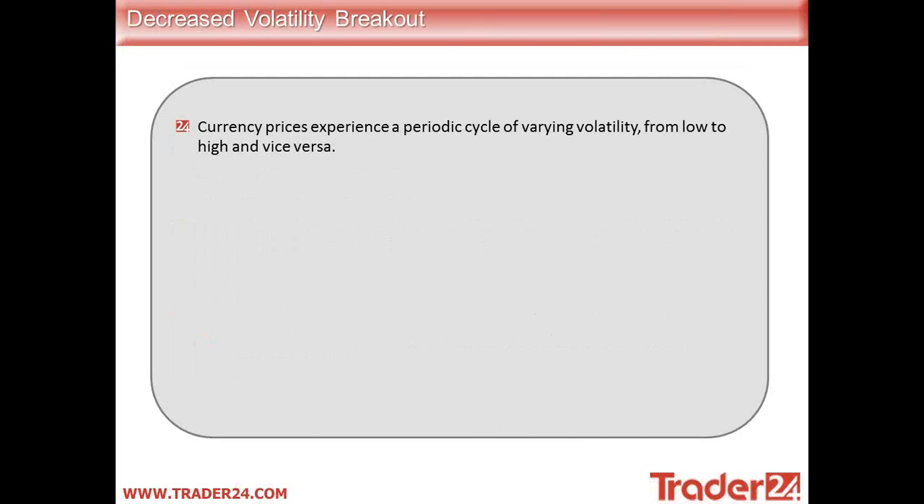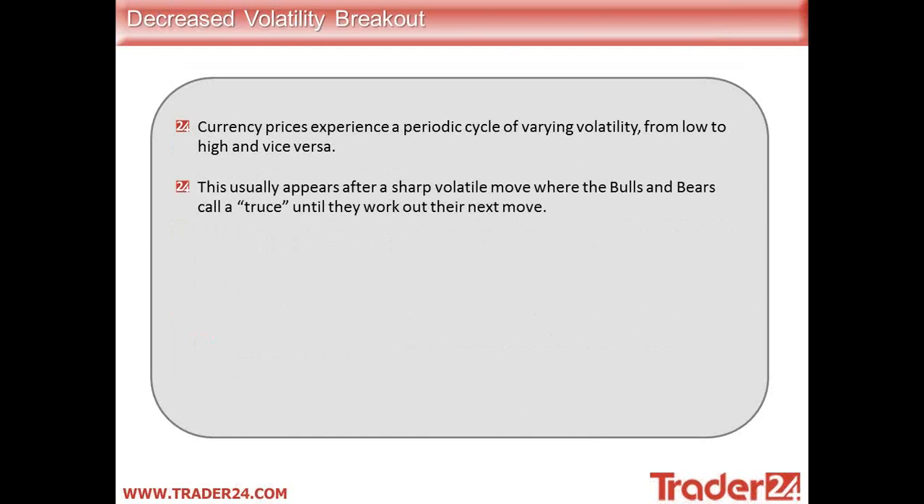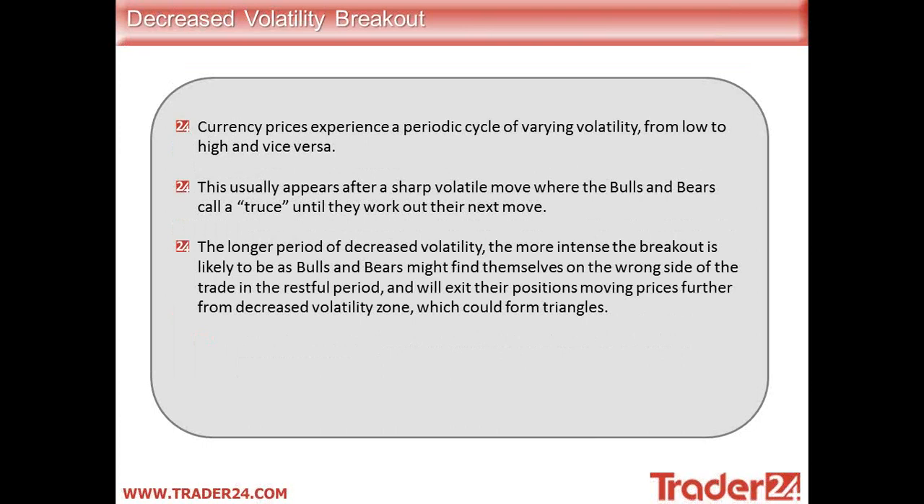Okay, so what we could look at here is a trading technique called a decreased volatility breakout. Currency prices experience a periodic cycle of varying volatility from low to high and vice versa. This usually appears after a sharp volatile move where the bulls and bears call a truce until they work out their next move. The longer the period of decreased volatility, the more intense the breakout is likely to be, as bulls and bears might find themselves on the wrong side of the trade in the restful period and will exit their positions, moving prices further from the decreased volatility zone, which could form triangles.